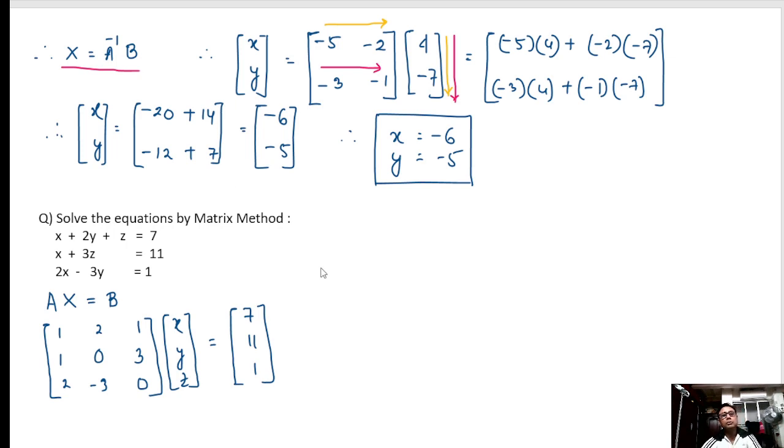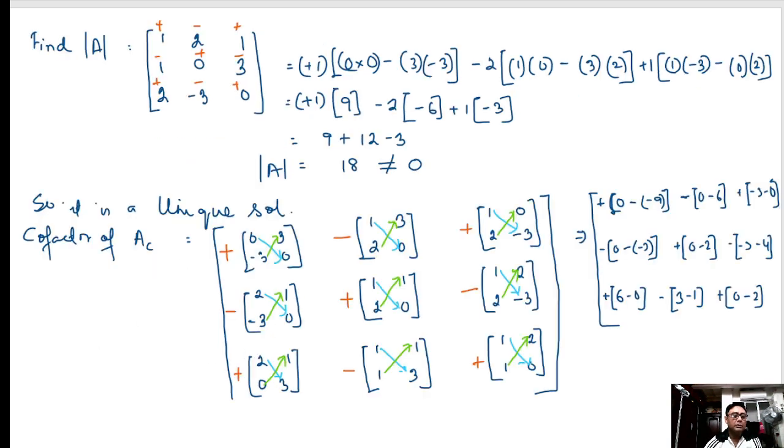Now let us come to the part where we have 3 equations. Again, AX equal to B. What is our A? It is 1, 1, 2. This is the first column. Then it is +2, Y is missing here, so 0, and then -3. Third, it is 1 and 3, and Z is missing in the third line, so 0. Then X, Y, Z. This is our B matrix, 7, 11 and 1. Now find the modulus of A.